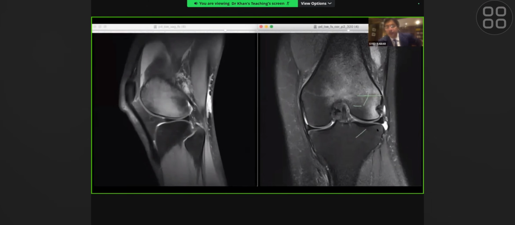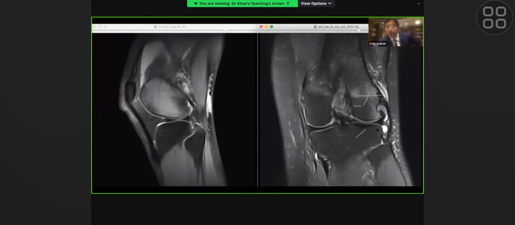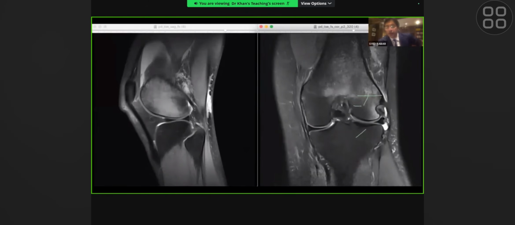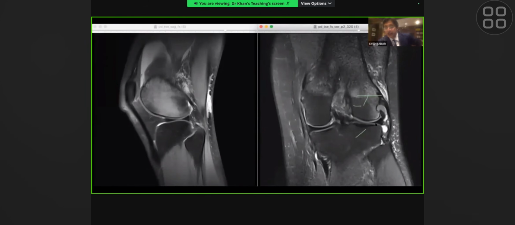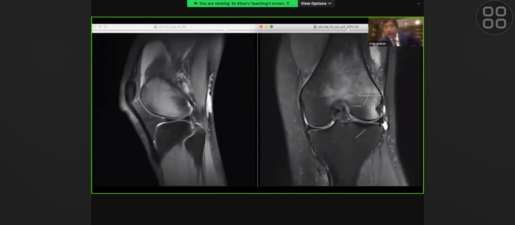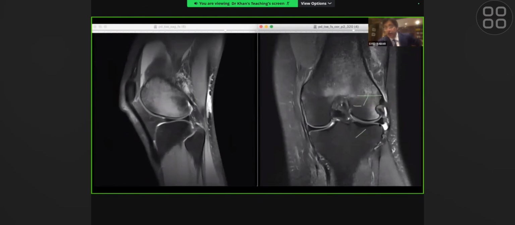And remember, I always said, just correlate with the coronal as well. And you can see actually the lateral meniscus looks pretty good. Remember the last case I showed you where there was blunting? Look here, the triangle is maintained front to back. So the lateral meniscus is absolutely fine, as you very rightly said.